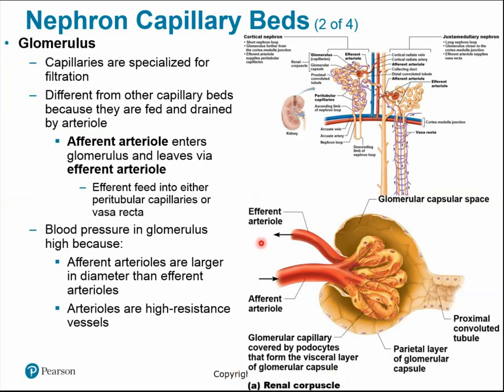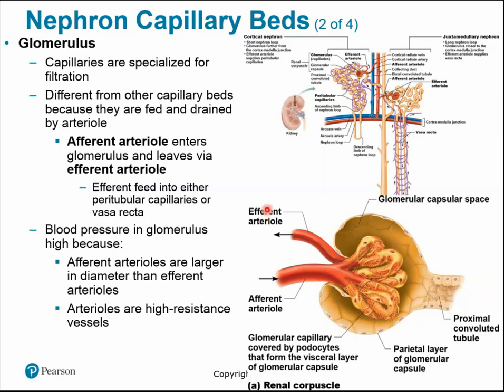Looking at the glomerulus, we said it was just a little tuft or ball of capillaries in the nephron. These capillaries are specialized for their role in filtration, so they're highly fenestrated. They have lots of pores, or little windows. But they're different from other capillary beds in that they are fed and drained by an arteriole. Most capillary beds are fed by an arteriole but drained by a venule. Because we're not dealing with gas exchange here, the glomerulus is drained by pretty much that same kind of vessel, an arteriole. The afferent arteriole enters the glomerulus, so A for arriving, and the efferent arteriole leaves the glomerulus, so E for exiting. From there, the efferent feeds into either the peritubular capillaries or our vasa recta capillaries.